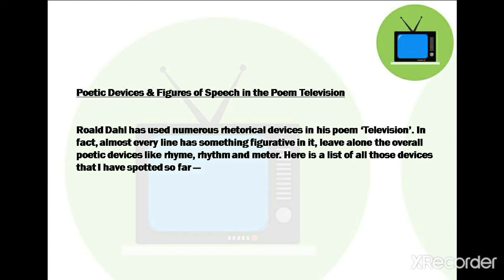Now we are going to discuss poetic devices and figures of speech in the poem Television. Roald Dahl has used numerous rhetorical devices in his poem Television. In fact, almost every line has something figurative in it, leaving alone the overall poetic devices like rhyme, rhythm, and meter. Here is a list of all those devices that I have spotted so far.